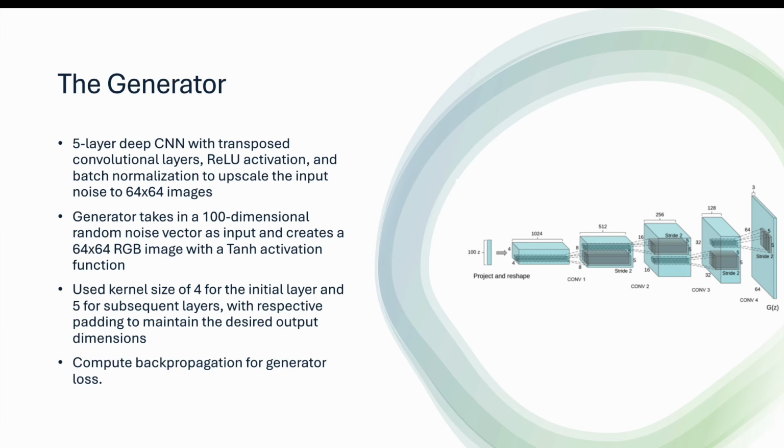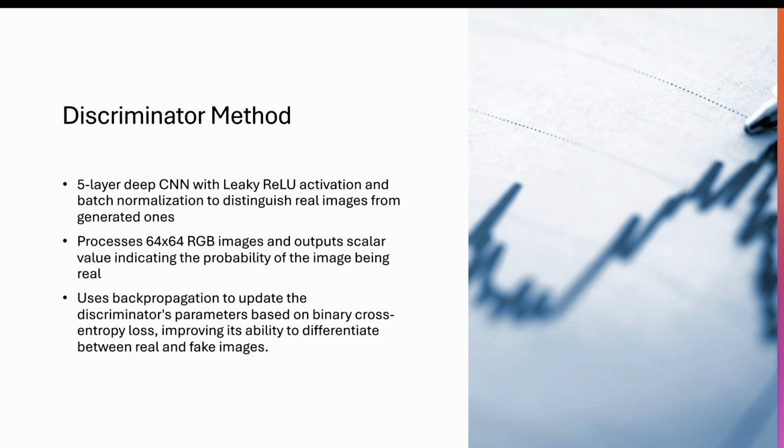Then we use a kernel size of 4, as higher kernel sizes were not as effective. And actually, for this type of model, a lower kernel size is more fitting and suiting. We used a kernel size of 4 for the initial layer, and then a 5 for the subsequent layers, with respective padding to maintain the desired output dimensions. And then, of course, we did backpropagation for the generator loss.